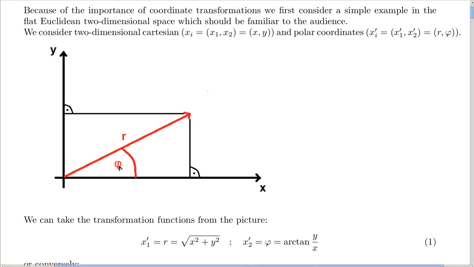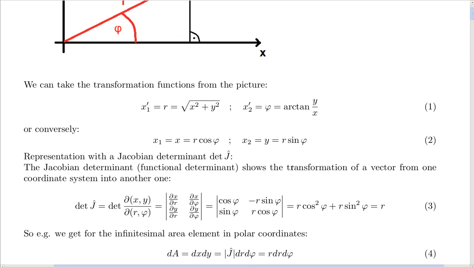And then to calculate phi we consider the two legs of the triangle. Y is the opposite leg, x is the adjacent leg. So y divided by x is the tangent of phi. And okay, we don't want to have the tangent, we want to have the angle itself. So arcus tangent of y divided by x gives the phi coordinate.